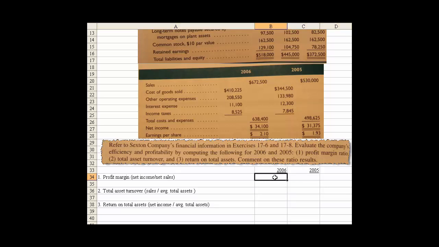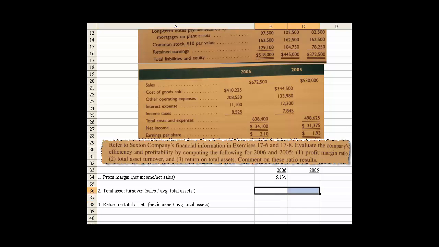Profit margin is simply net income divided by net sales. So for 2006, it's 34,100 divided by 672,500. So let's put that one together. Okay, we'll put that into a nice format of percent with 1 decimal place, and that's the correct answer. Alright, now I'm going to format the other cells that we'll need so that we also have it in percent.